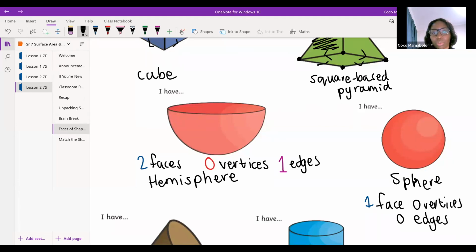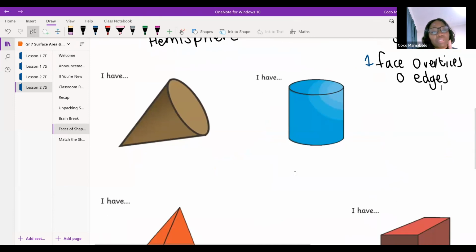Let's look at this next one. What is this shape down here called? I want everyone to put this one in the chat. Rolivua? It's a cone. Good.